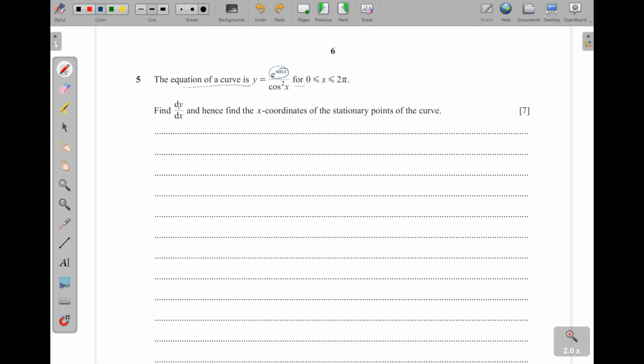Of course, you know that for stationary points, dy/dx is equal to 0. So here we are going to use the quotient rule. The quotient rule states that if you have your y equal to v, which is a function of x, over u, which is also a function of x, then dy/dx is going to be equal to v du/dx minus u dv/dx, then divide by v squared.